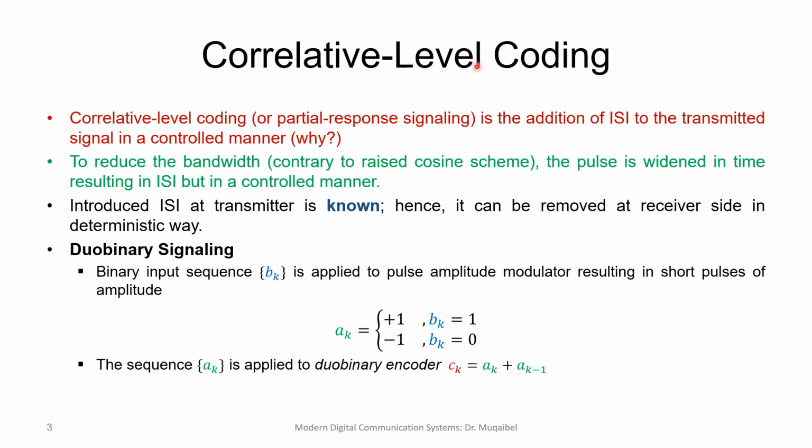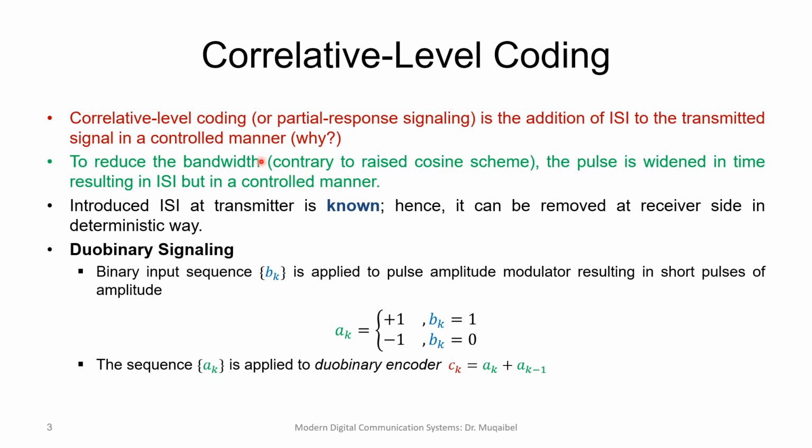So correlative level coding, or what we call partial response signaling, is the addition of ISI. Here we introduce ISI rather than remove ISI at the transmitter in a controlled manner. Why are we doing that? To reduce the bandwidth, because once you expand the signal in time, the bandwidth requirement becomes less. That's contrary to the raised cosine scheme.